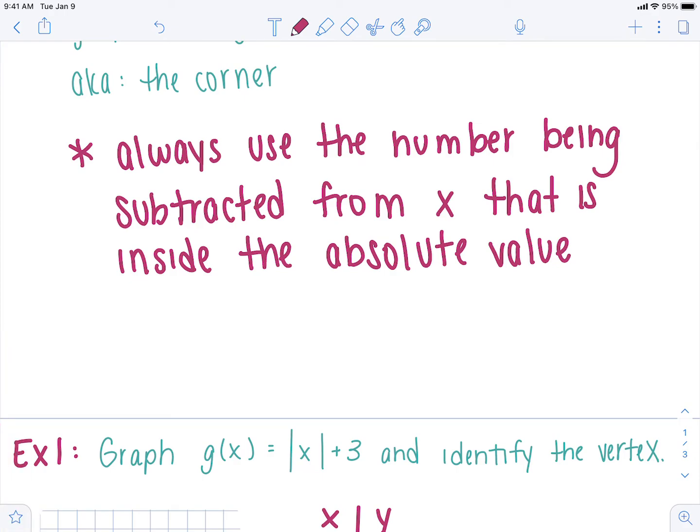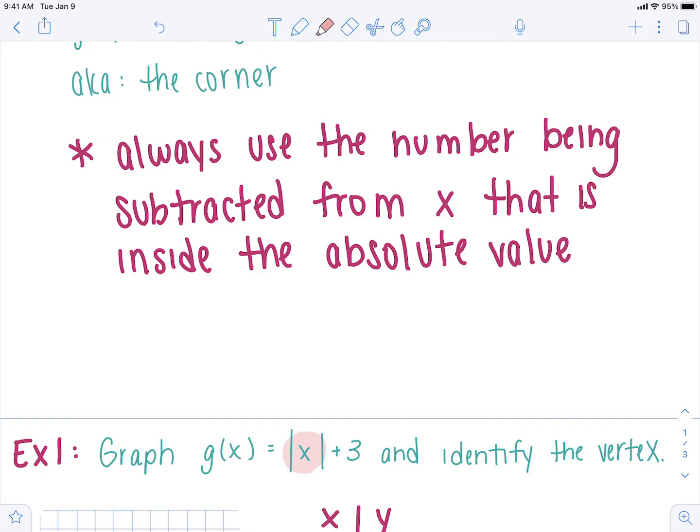So if I gave you, for example, number 1, I said graph g of x equals the absolute value of x plus 3 and identify the vertex. So we're going to graph it and tell them what the vertex is. Now, when I go to pick out the numbers in my table, I want to make sure I'm using numbers that are going to include my vertex. So that's why I was saying we want to look at the x value. We want to look at what's happening inside the absolute value, and see, is there anything being added or subtracted to the inside of the absolute value?